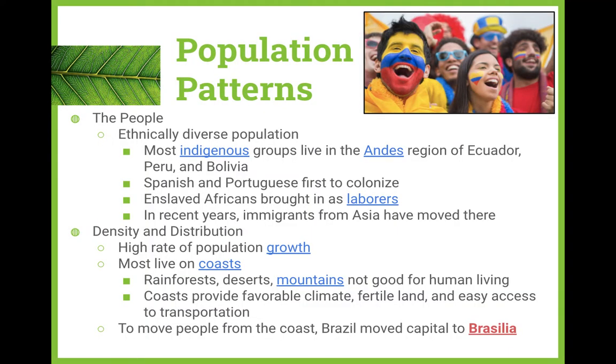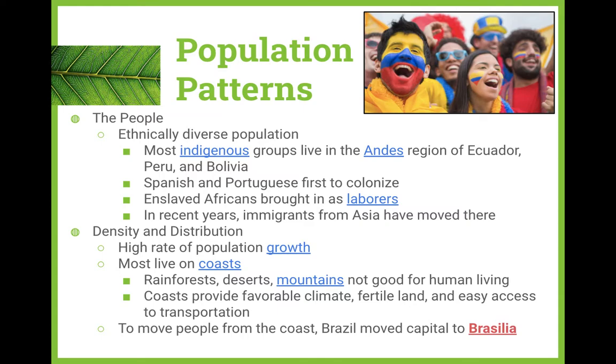Okay, so population patterns. The people are pretty ethnically diverse. Most of the indigenous groups live in the Andes regions of Ecuador, Peru, and Bolivia. So that's that western coast of South America where the Andes run through. The Spanish and the Portuguese were the first to colonize South America. We'll talk about that a little bit more later, how the difference between them.